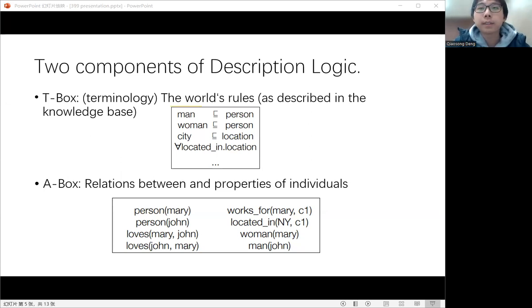Then what is A-box? Unlike T-box, A-box is limited to one or more specified individuals or things. Like the following example, Mary is a person. Mary works for Company 1. Company 1 is located in New York. Mary is a woman and Mary loves John. John is a man and he loves Mary too.